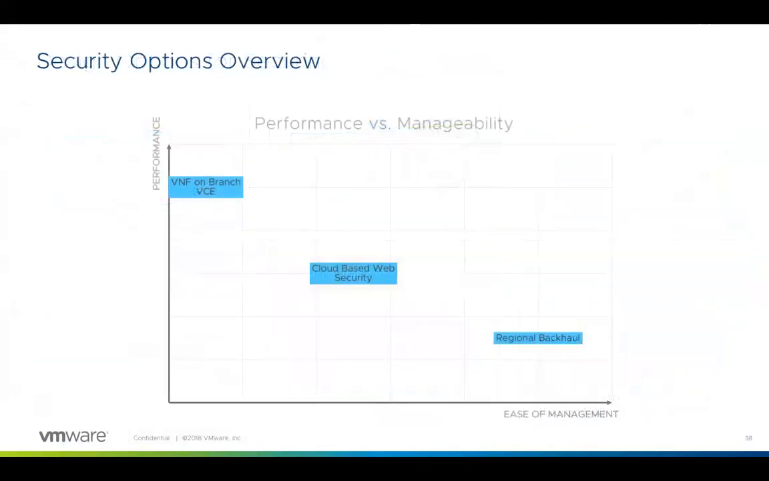So comparing those three options, right, from a manageability and performance standpoint. Obviously, having the VNF on the branch edge directly for internet-bound traffic is the most optimized solution from a performance standpoint. But then again, you would have to manage those VNFs using a separate platform, right? So using Palo Alto's management platform.